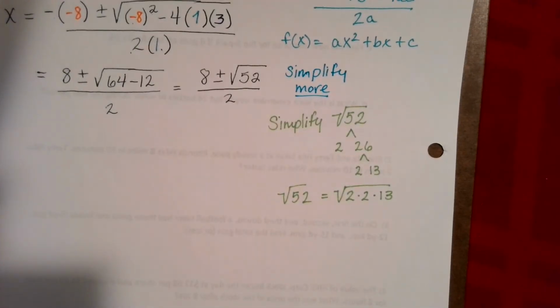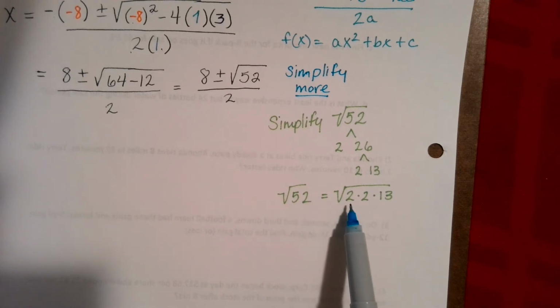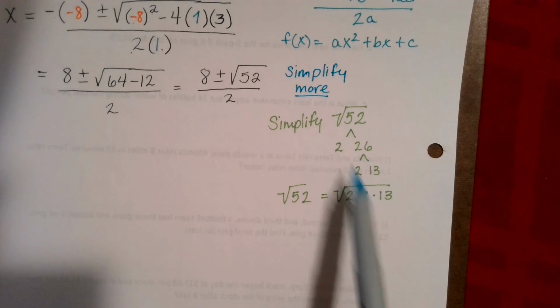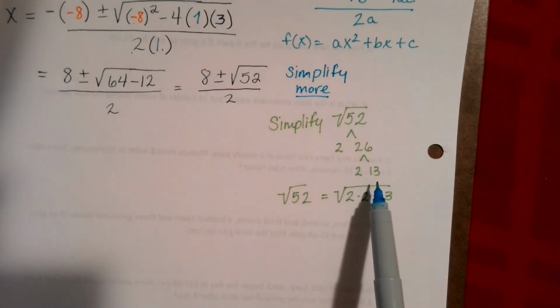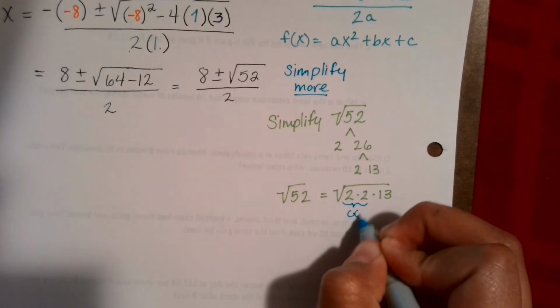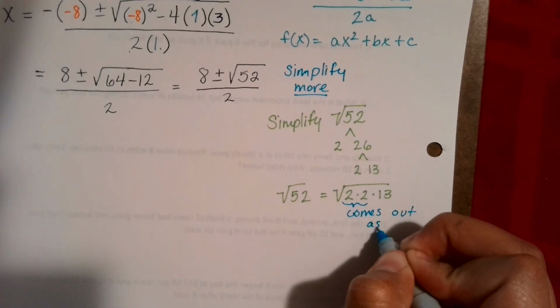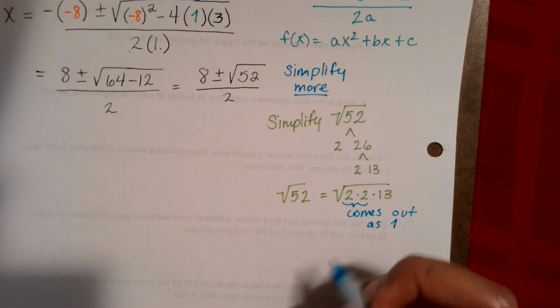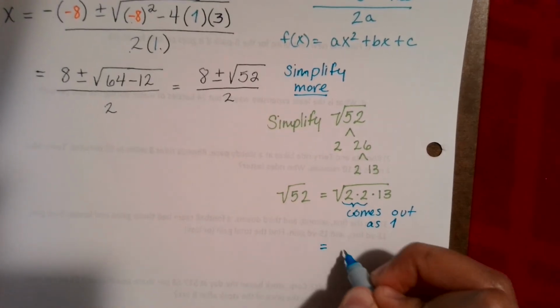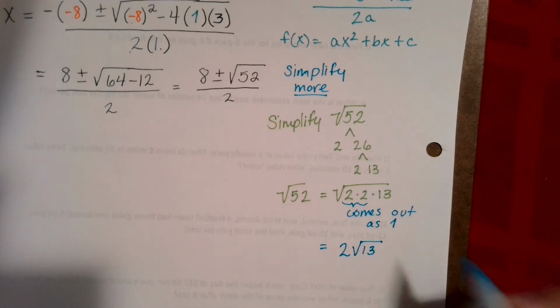Sorry, I forgot you couldn't see it there. So the square root of 52 is equal to the same thing as 2 times 2 times 13, because that's how we factor this using our factor tree. And every pair comes outside. Every pair comes out as 1. So in other words, we're going to write this as 2 times the square root of 13, because it comes out.